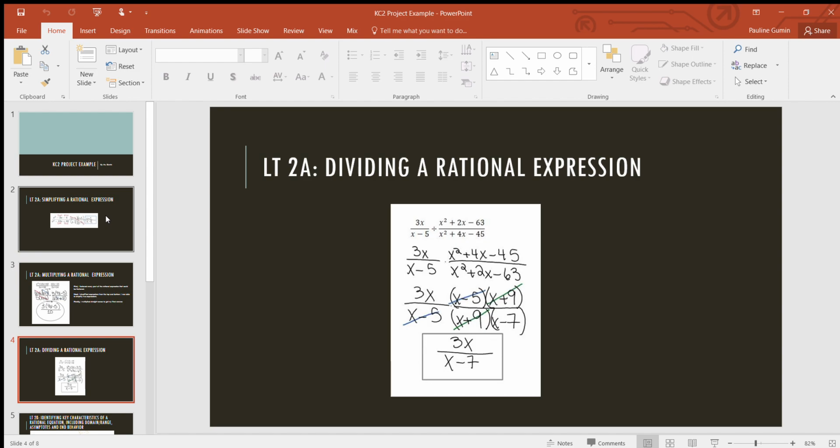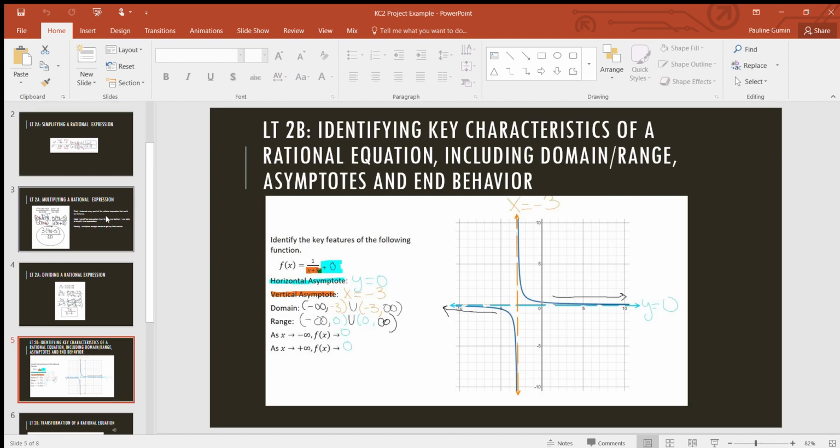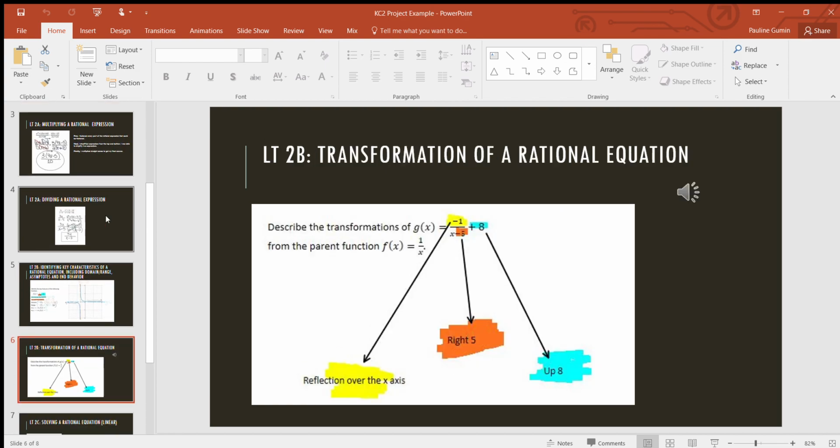Next, learning target 2B. This is the one where I identify key features of a rational equation, including domain, range, asymptotes, and end behavior. This had so much stuff in it, I decided, you know what, Miss Gumin, I don't want to explain this one, I'll do the other one. That's fine with me. The second portion of 2B was transformation of a rational equation. I decided to record my voice for this one, and I will play it for you so you can hear what that would sound like.